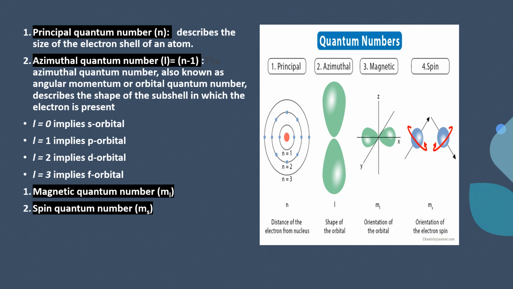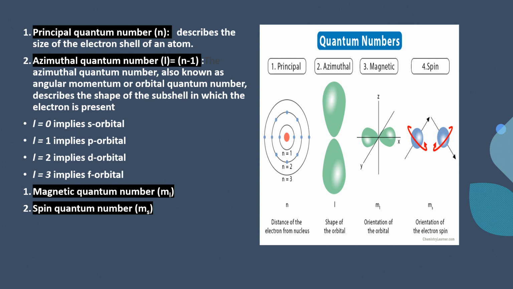So l is 1 or 0. l equals 1 means p orbital, and l equals 0 means s orbital. That's why n equals 2 has two atomic orbitals. The first is 2s and the second one is 2p. Third is the magnetic quantum number.